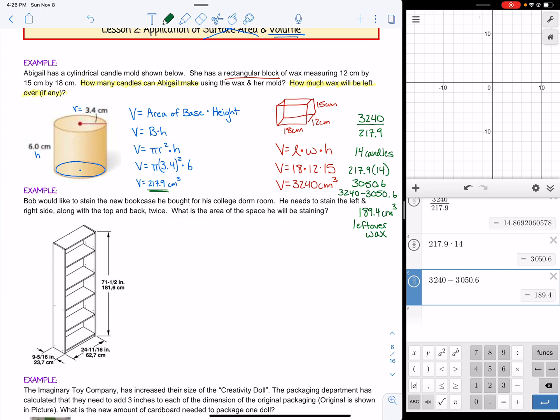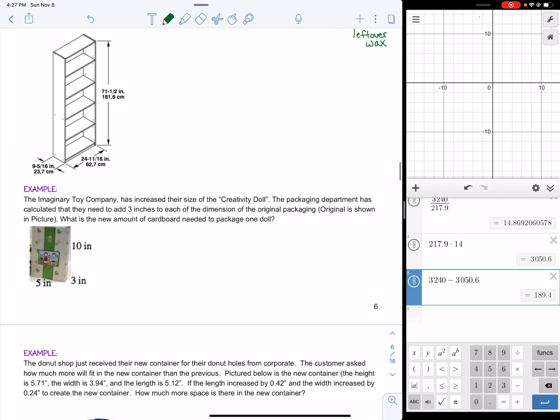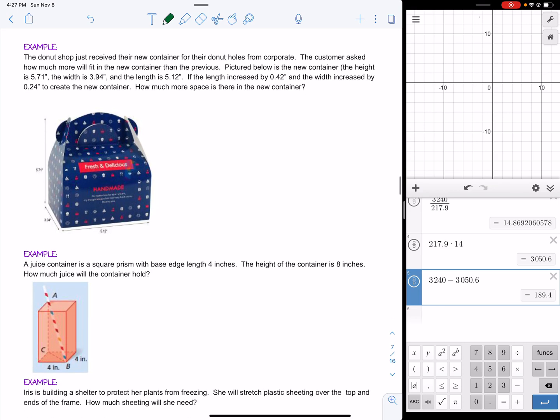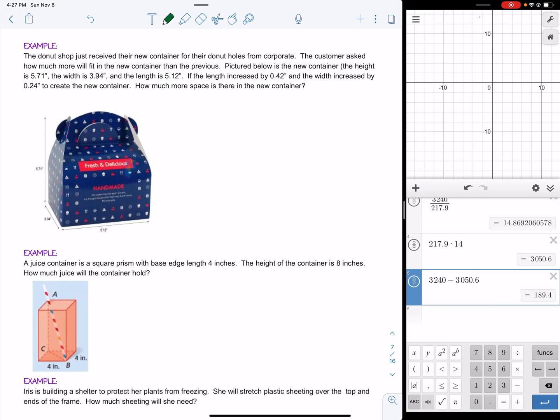All right, we just had to find the volume of both, figure out how many candles she can make, and then subtract to get the leftover amount. So we're done with the first example. We're going to skip the example for Bob and his bookcase for now, because that is on surface area. We're going to skip the imaginary toy company because that's also talking about surface area, and we're going to look at the donut shop example.